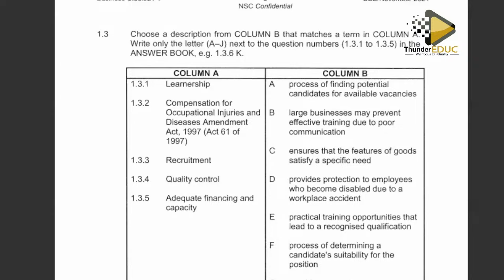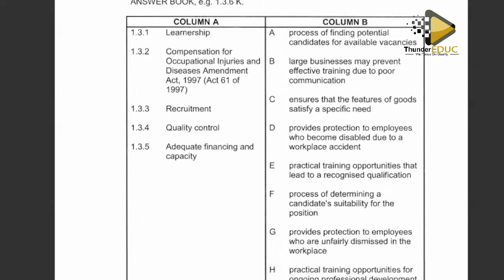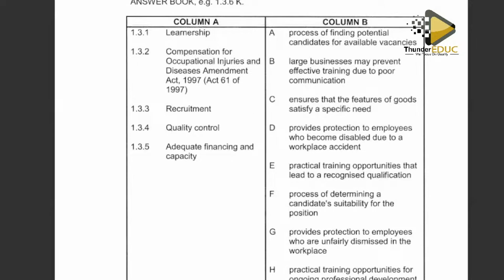An example there is given where we have 1.3.6 as K. So now in this regard, it means that we are going to go through the concept in section A and also go through whatsoever that we have as the definition or description in column B. Okay, right. So now let's check A. We have learnership. So learnership, here we say it's a practical training opportunities that lead to a recognized qualification. So it means our appropriate answer in this regard is going to be E.